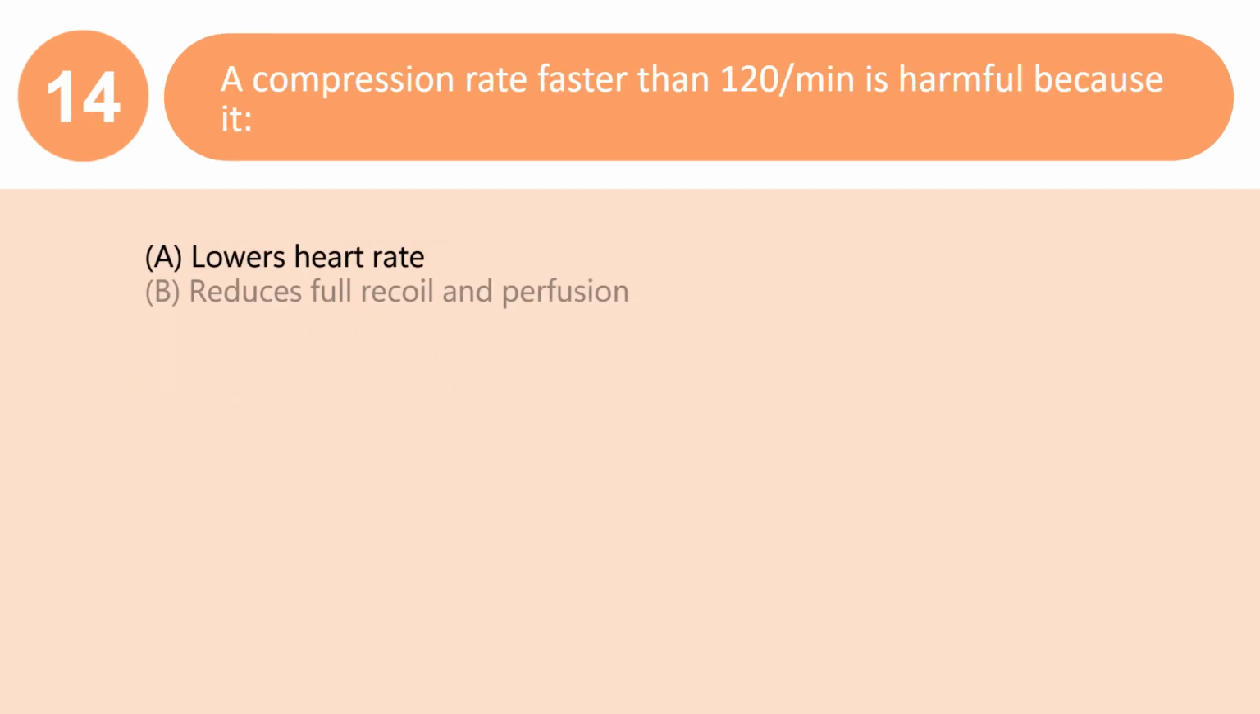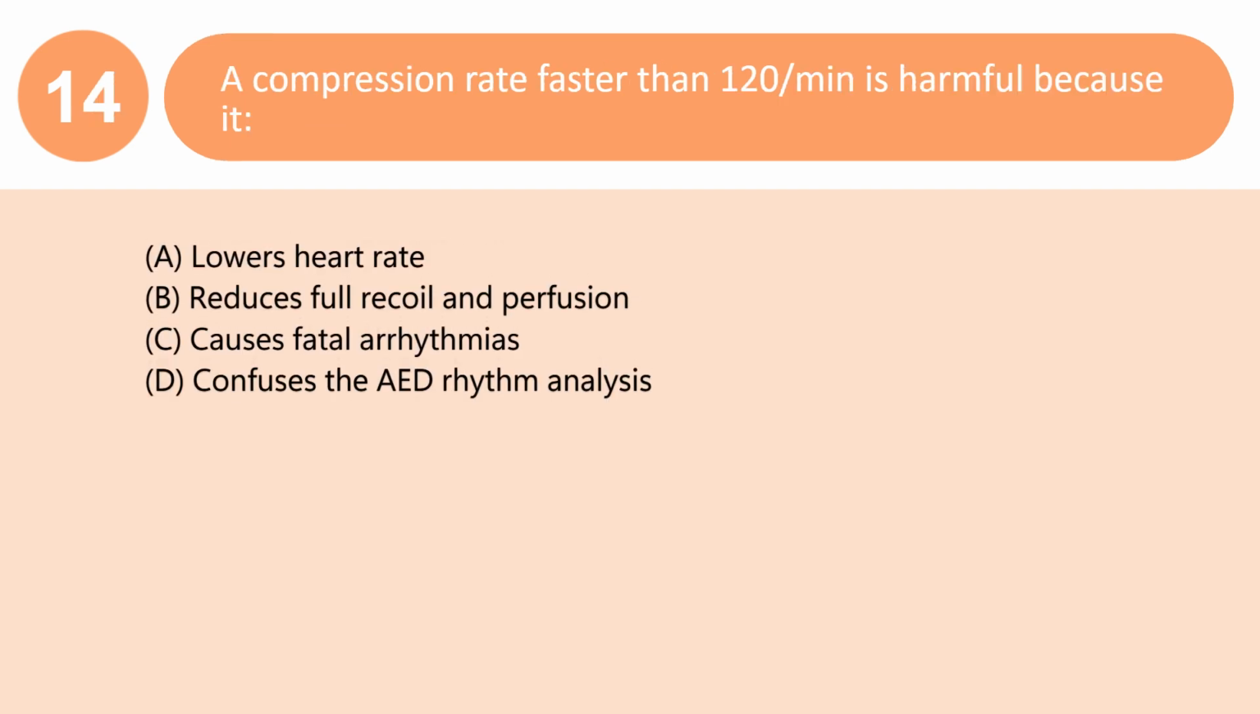A compression rate faster than 120 per minute is harmful because it: A. Lowers heart rate. B. Reduces full recoil and perfusion. C. Causes fatal arrhythmias. D. Confuses the AED rhythm analysis. Answer: B.